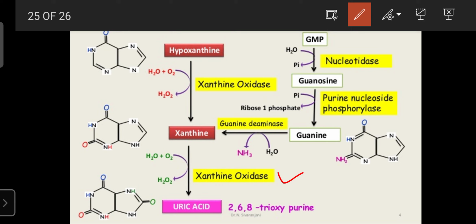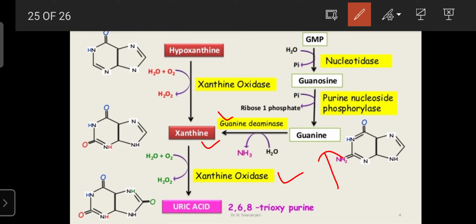On the other side, GMP can be catabolized in the presence of the nucleotidase enzyme as well as purine nucleoside phosphorylase enzyme, and converted into guanine in the presence of phosphate as well as water. Further, the guanine deaminase enzyme, by addition of water, catabolizes guanine into xanthine. And further, xanthine is converted into uric acid by xanthine oxidase.